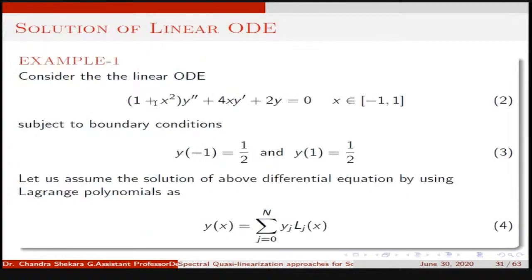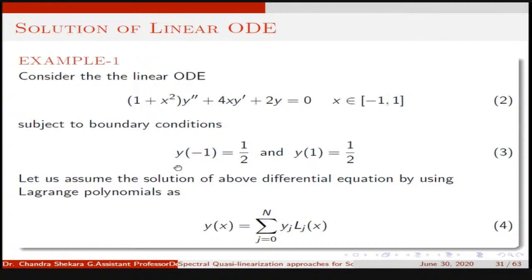To demonstrate this method, I've considered one linear ODE. Then I'll jump into the examples from fluid mechanics. So let us consider this variable coefficient linear differential equation: 1 plus x square into y double dash plus 4x y dash plus 2y equal to 0. The interval I've taken is minus 1 to 1 itself. Therefore, there is no need of changing from physical to computational domain or computational to physical. It is already in the Chebyshev domain.